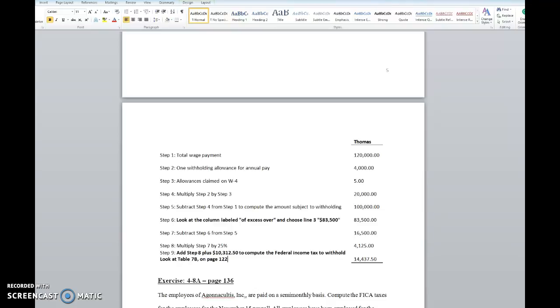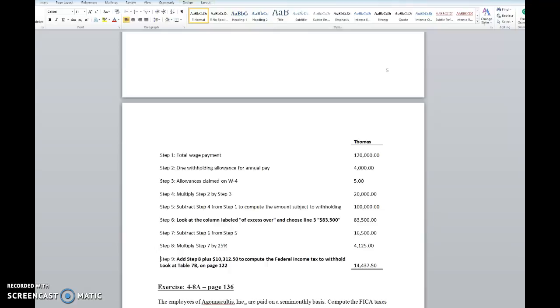He's married, and since he is over the 100,000, we're going to take $10,312.50 plus the $4,125 to give us a total federal income tax to withhold of $14,437.50. If you do have any questions when you start working through the percentage method, please let me know.